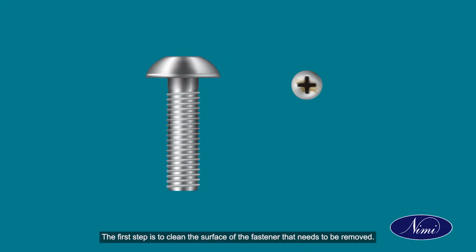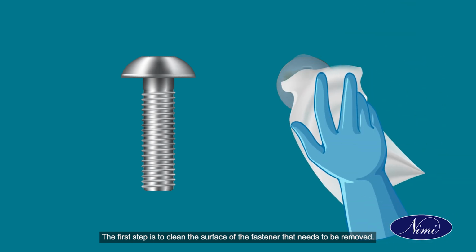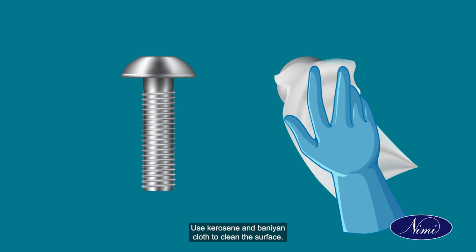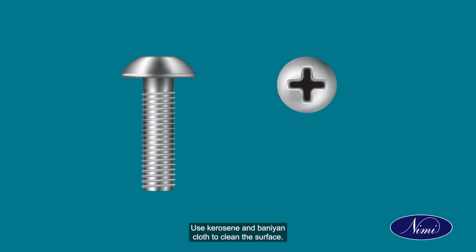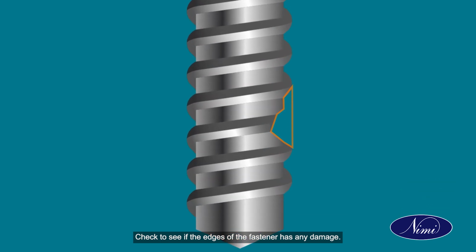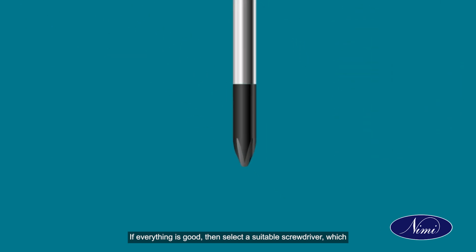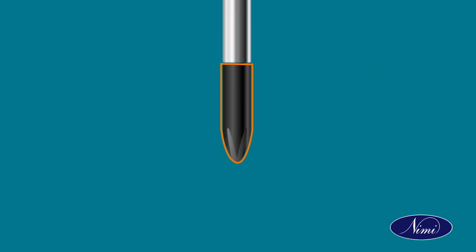The first step is to clean the surface of the fastener that needs to be removed. Use kerosene and banyan cloth to clean the surface. Check to see if the edges of the fastener have any damage. If everything is good, then select a suitable screwdriver which will suit the fastener slot.